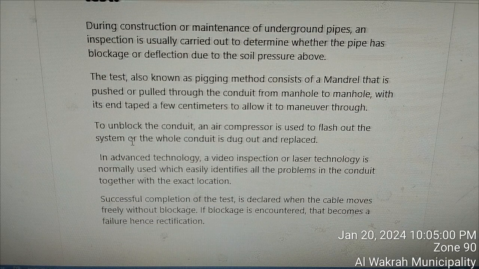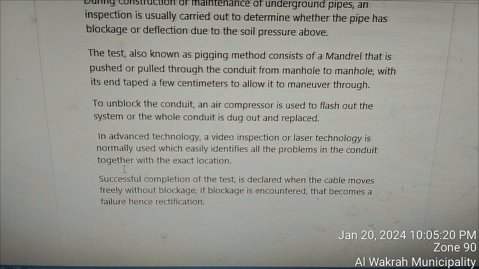If any rubbish material is there, then you have to use the compressor to flush out that material from that one to open the system, or the whole conduit is dug out and replaced. Otherwise we have to remove the whole conduit or whole pipe and replace it with a new one. In advanced technology, a video inspection or laser technology is normally used, which is called CCTV, which easily identifies all the problems in the conduits with the exact location.